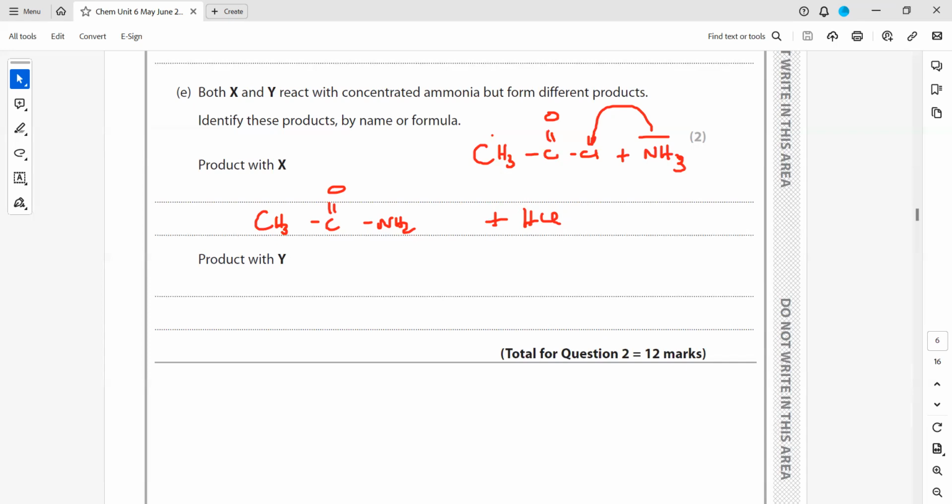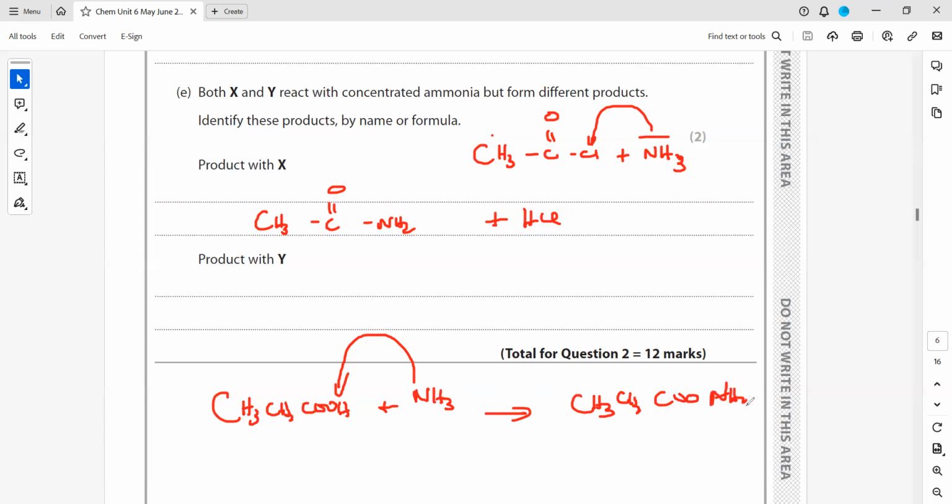But the product with Y, when the carboxylic acid reacts, because Y is a carboxylic acid, which is propanoic acid. So if you have CH3CH2COOH plus ammonia, this is an acid-base reaction. So this will form a salt. This will form CH3CH2COO. Actually, this will donate a proton, and ammonia will accept the proton. So it will form NH4 plus. This will be the salt, and the name of this salt is ammonium propanoate.